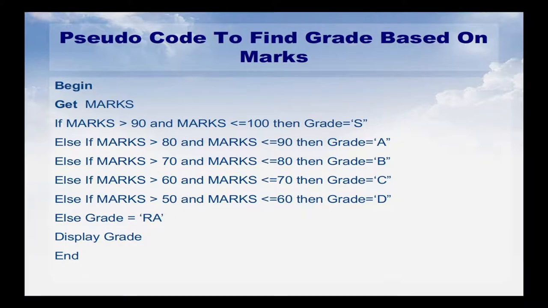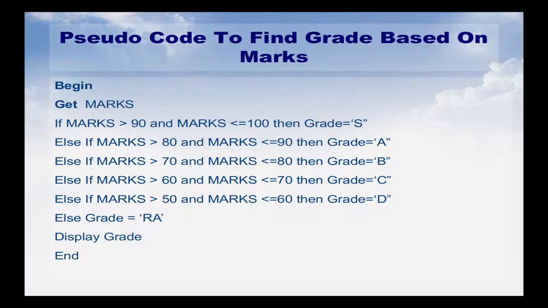Next, we will construct a pseudocode to find the grade of a student given his or her marks. Pseudocode to find the grade based on marks. So, we get the marks, and if the marks happen to be greater than 90 and less than 100, that is if the value of marks lies between 91 and 100, then we grade it as S.